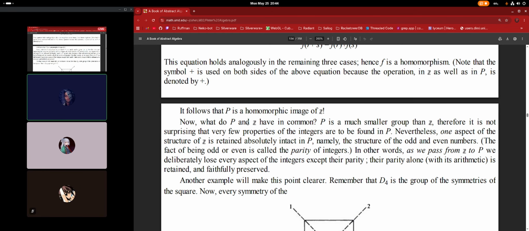Now, what do P and Z have in common? This is very important, right? Because we are removing information but preserving something important. P is a much smaller group than the integers. Therefore, it's not surprising that very few properties of the integers are to be found in P. Nevertheless, one aspect of the structure of integers is retained absolutely intact, which is the structure of odd and even numbers. In other words, as we pass from integers to P, we deliberately lose every aspect of the integers except their parity. Their parity alone is retained.